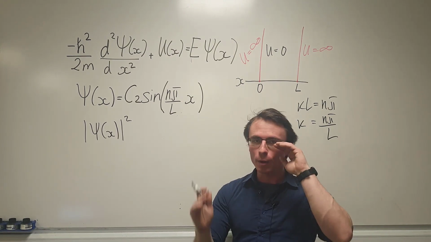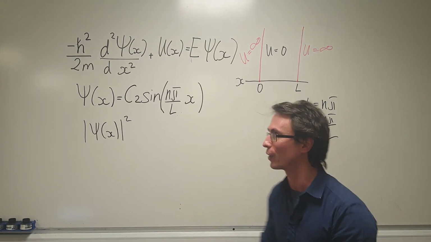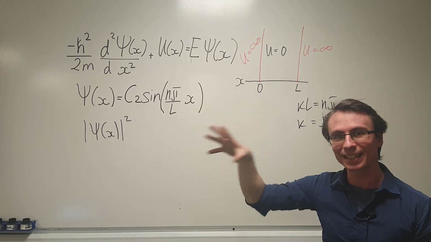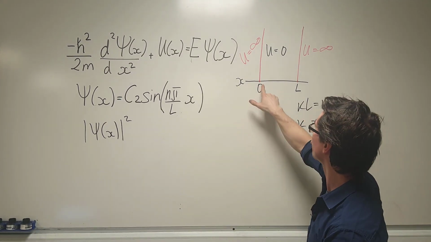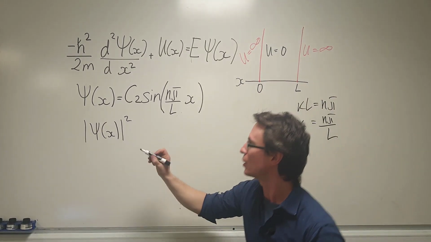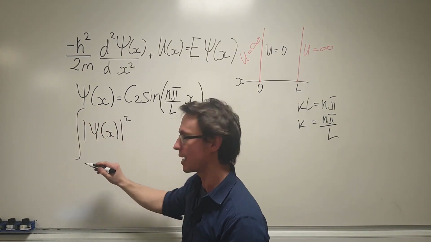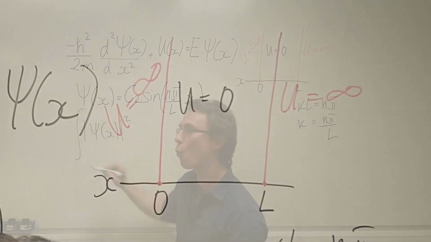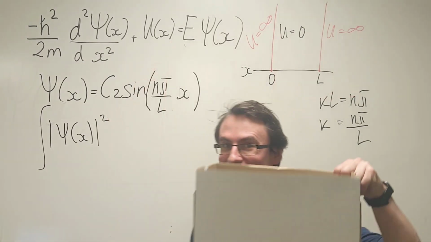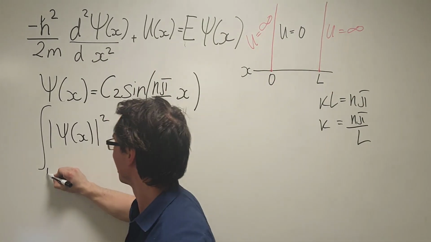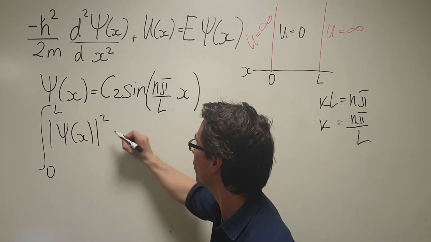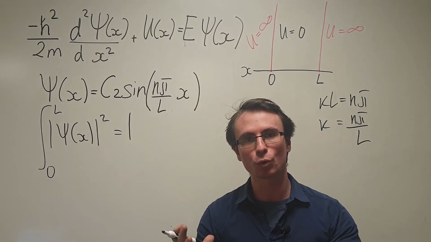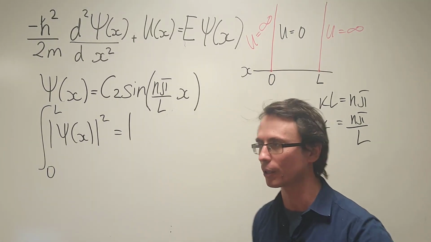finding the particle. Now, we can actually normalize the wave function by integrating this probability density function from 0 to L, and we know that the probability of finding the particle within the box, from 0 to L, will have to be equal to 1. There's a 100% probability that the particle is going to be there.